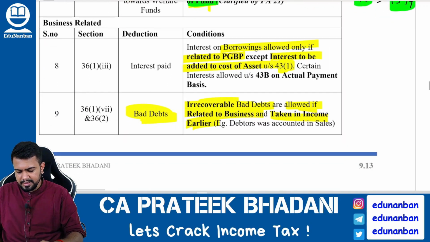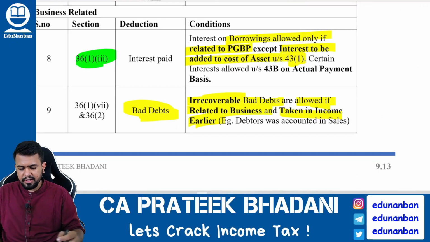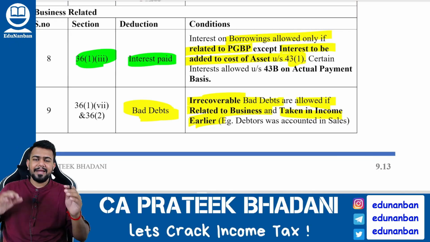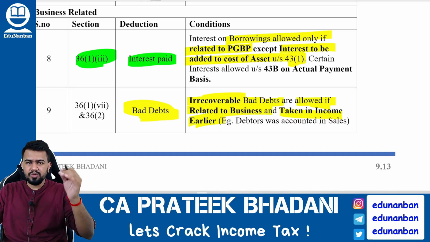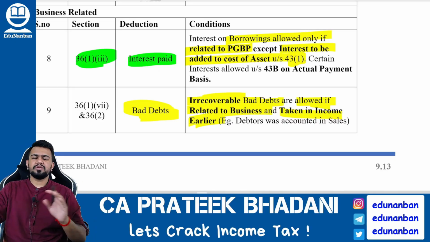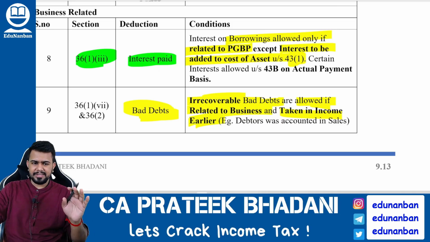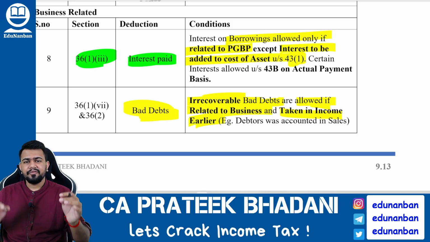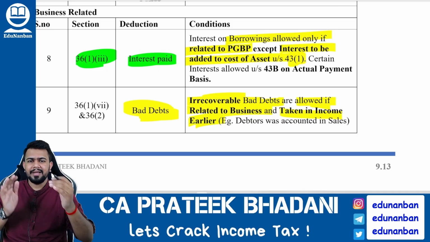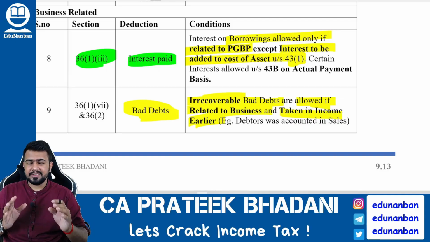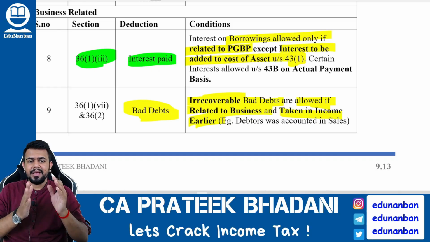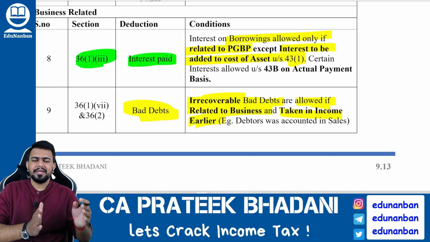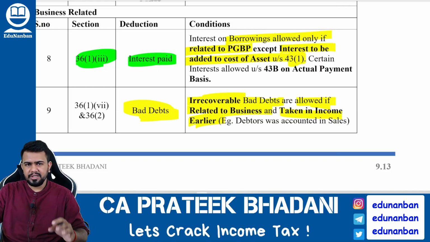Okay. Next, section number 36, subsection 1, clause 3, interest. Interest on borrowings is allowed as deduction only if the borrowings are used in the business. If borrowings are not used in the business, interest is not allowed as deduction. Sir, what if the loan is taken on a depreciable asset or a fixed asset? In such a case, the interest up to the time the asset is put to use, you add to the cost of the asset. After the asset is put to use, that interest you claim as a deduction under section 36.